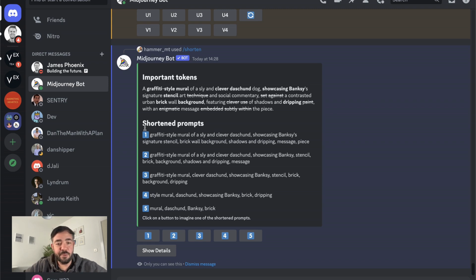And then it gives you this pretty cool thing here, which is it just slowly narrows it down, deletes words. Then this is just deleting all the unnecessary words, and then cuts more and more away until literally if you just put in like mural, dash end, Banksy, brick, then you get something pretty good, even though you haven't used all of these tokens. So this is just an interesting concept.